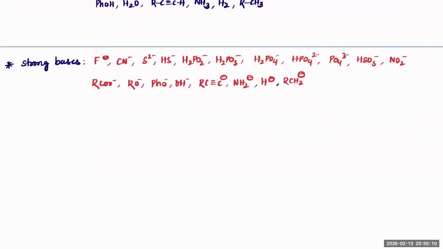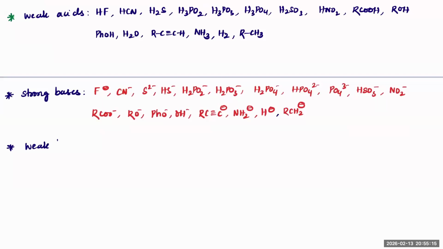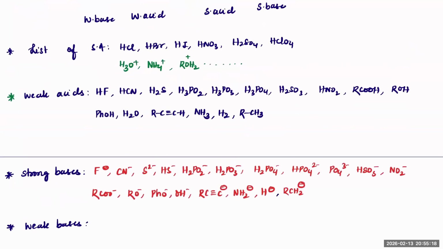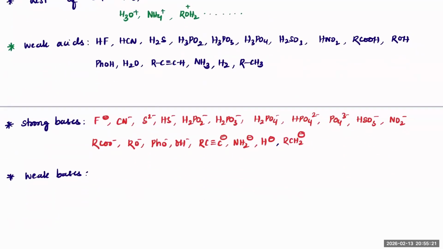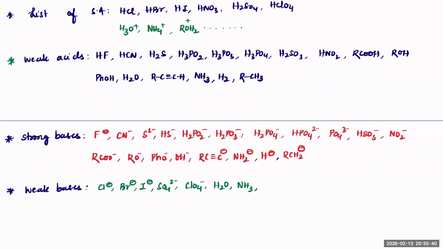And lastly, if you compare the list of weak bases, they can directly come from the top here. That includes Cl-, Br-, I-, SO4 2-, ClO4-, even H2O or ammonia. Ammonia and water will have both acid and base property. And we have ROH, which can be taken as a weak base. Amines can also be taken as weak bases, and these are the cases.